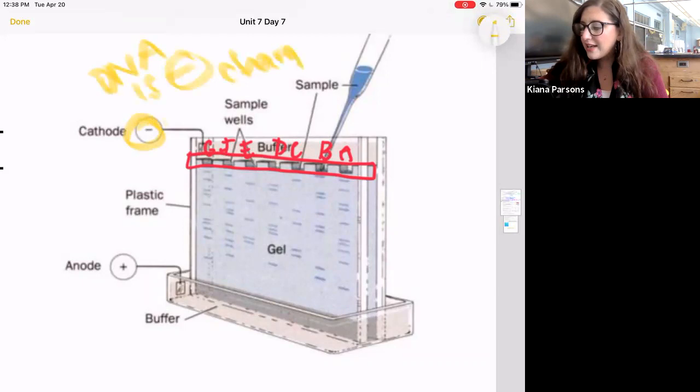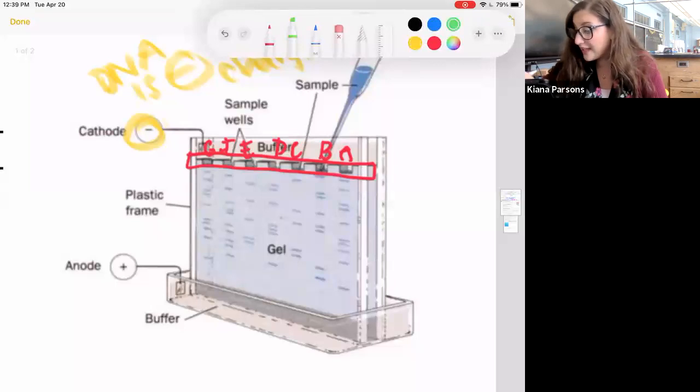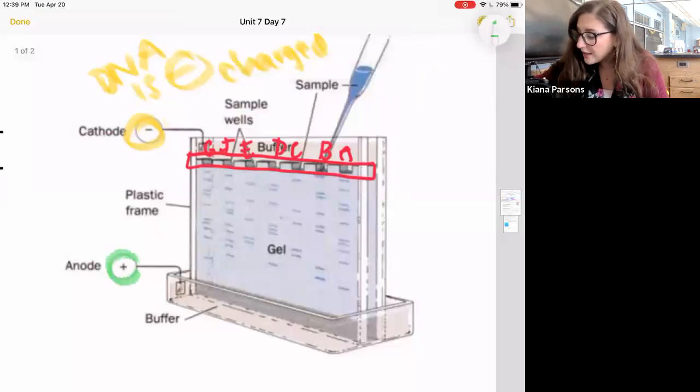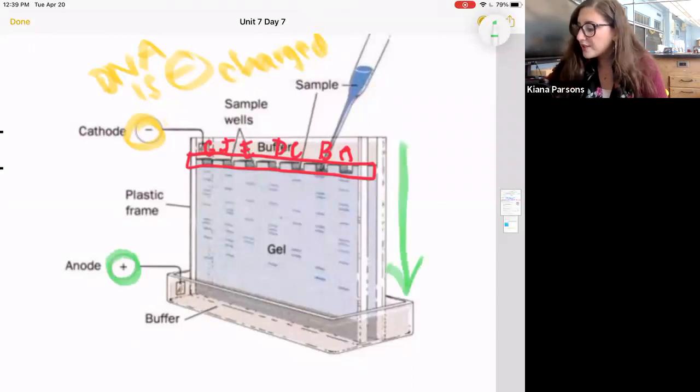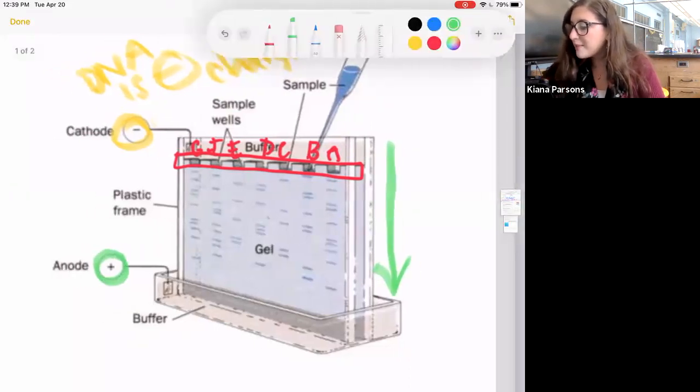So DNA is negative, and a negative, when it is added to electricity, is going to be attracted to a positive. So the DNA is going to travel in this direction towards the positive end. So an important element here, something that is sort of not pictured, but this is called gel electrophoresis.